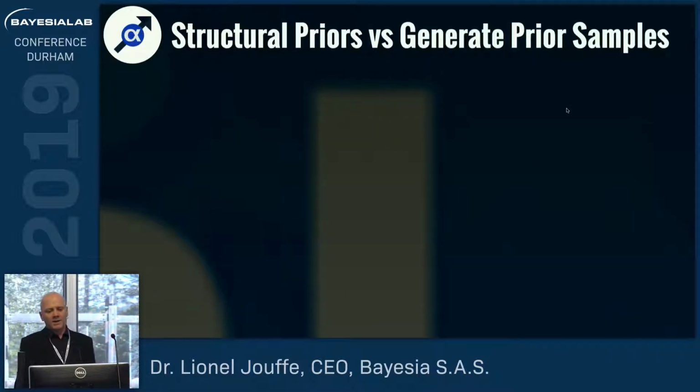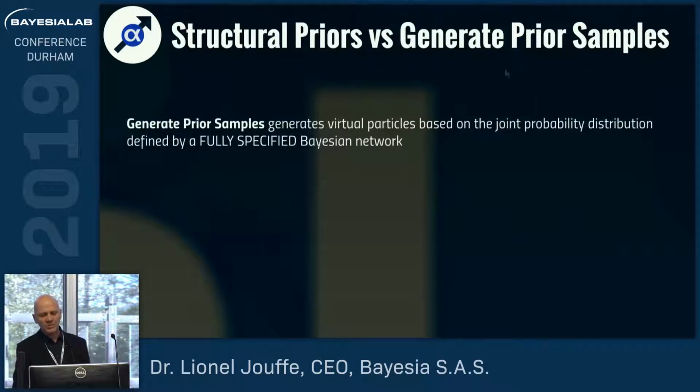Just a slide here to emphasize the difference between the structural prior and the other way to generate the priors, that was the generate prior samples. When I say it was not easy to use this one, it's because you need to have a fully specified Bayesian network, right? If you have 200 nodes and you just have the knowledge for a subset of links, you cannot use this one because you really need to define the entire network. But with a structural prior, you can just define your prior on a subset of links. You don't need to define everything, right? So this is much more flexible.